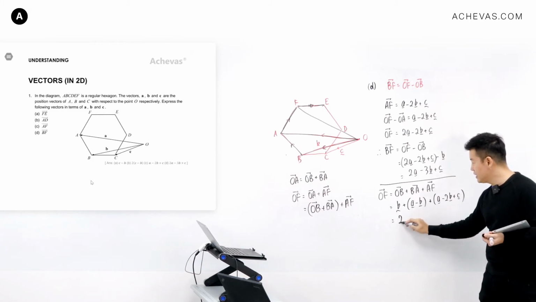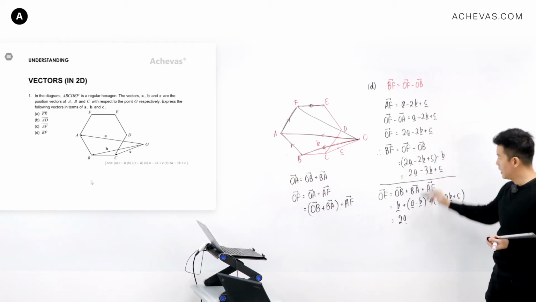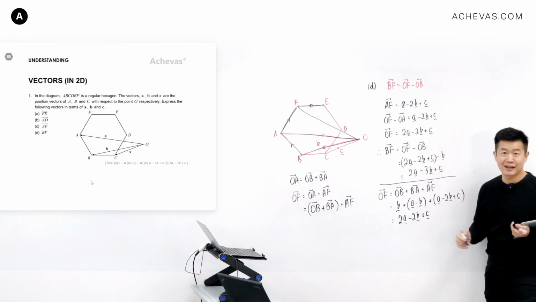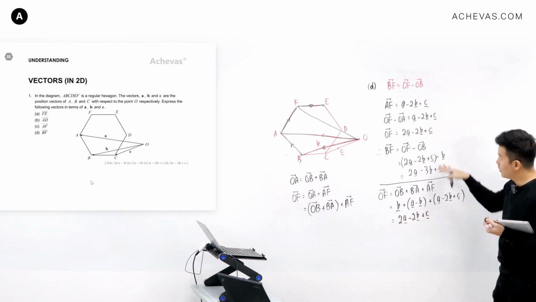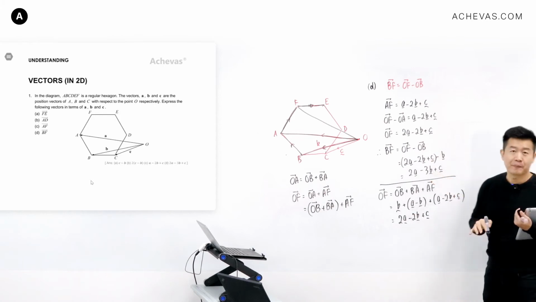My result is A plus A, I have a 2A. Then B minus 2B, I have a minus 2B, then a single C here plus C. I'm getting exactly the same OF. And after I've gotten OF, I will substitute back into here to find BF. It is going to be the same thing.